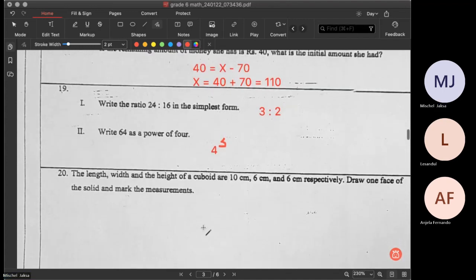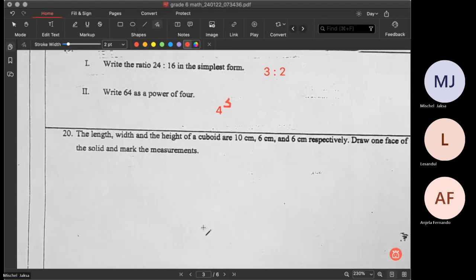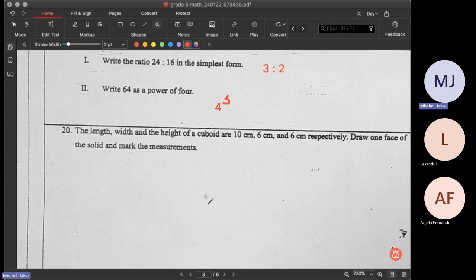Last question. The length, width, and height of a cuboid are 10 centimeters, 6 centimeters, and 6 centimeters respectively. Draw one face of the solid and mark the measurements. I will send the answer to this one after the class, okay? Because it will take time to draw. All right?